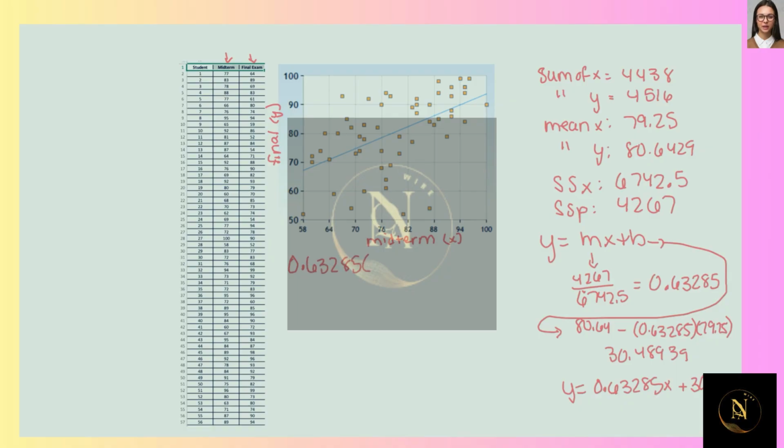And in order to predict the student's score on the final, if they get a 71, you would do 0.63285 times 71. So 0.63285 times 71, and you would get 44.93235 plus 30.48939. And that is a 75. That's about a 75.